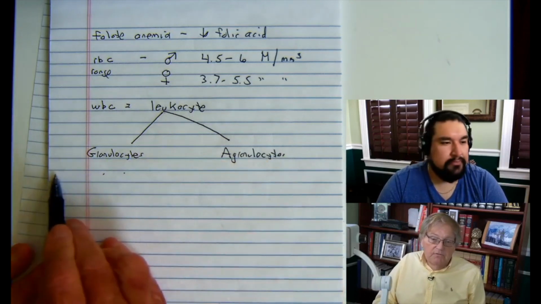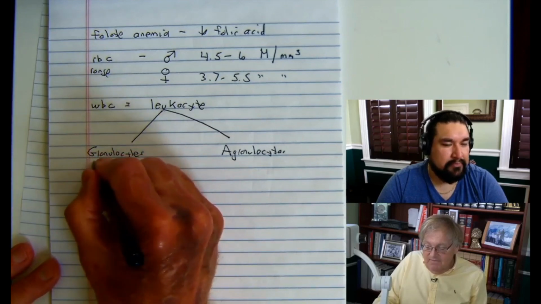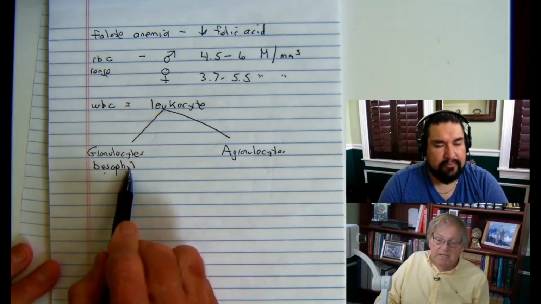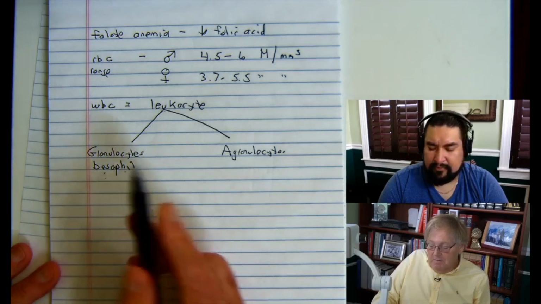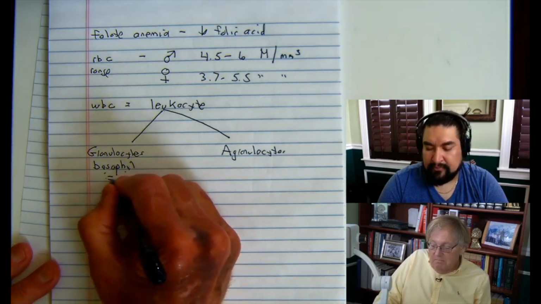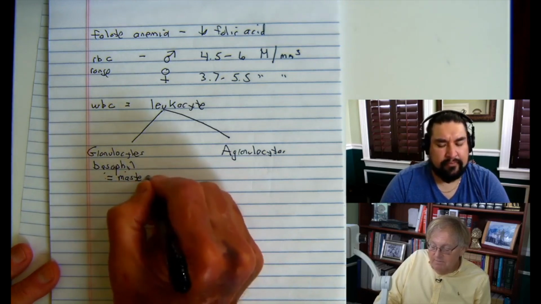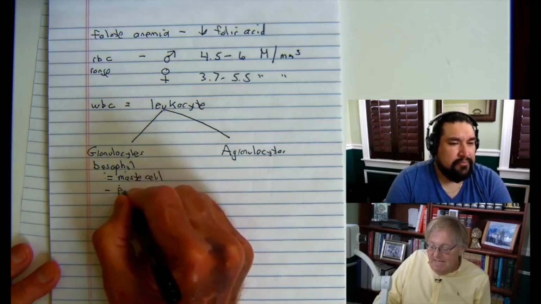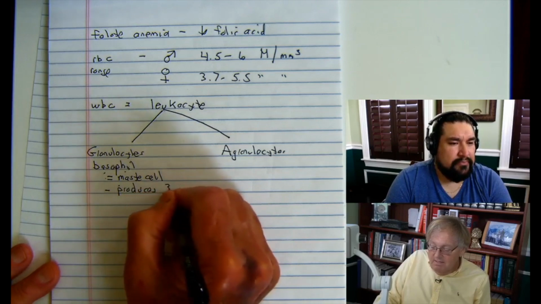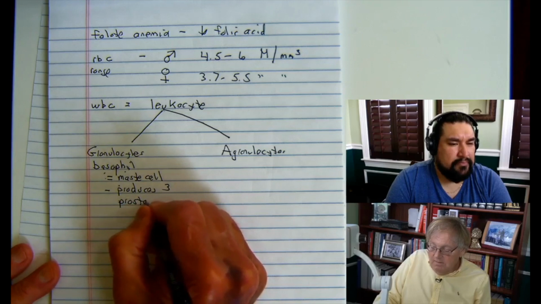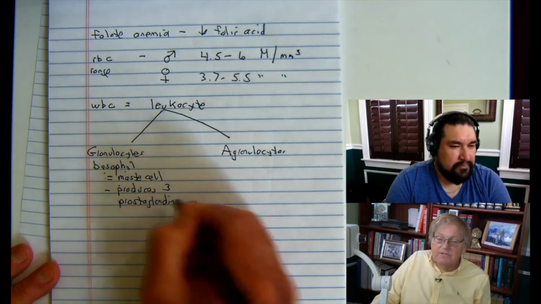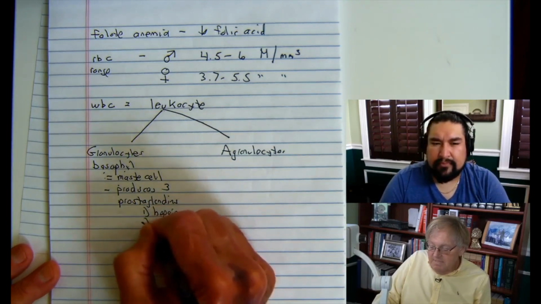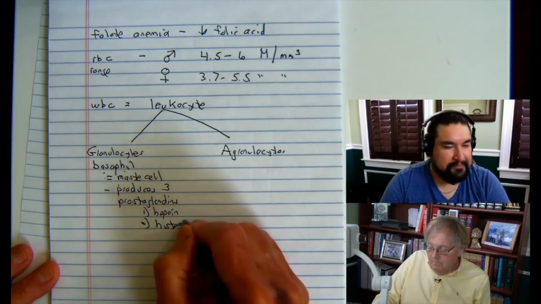First of all, let's do the granulocytes. We're going to have a basophil. Basophil means it loves a basic stain. That's where it got its name. We're going to remember a basophil is also called a mast cell when it's extravascular. We're also going to remember that a basophil produces 3 prostaglandins. Prostaglandin is a localized hormone. That's going to be heparin, histamine, and serotonin.